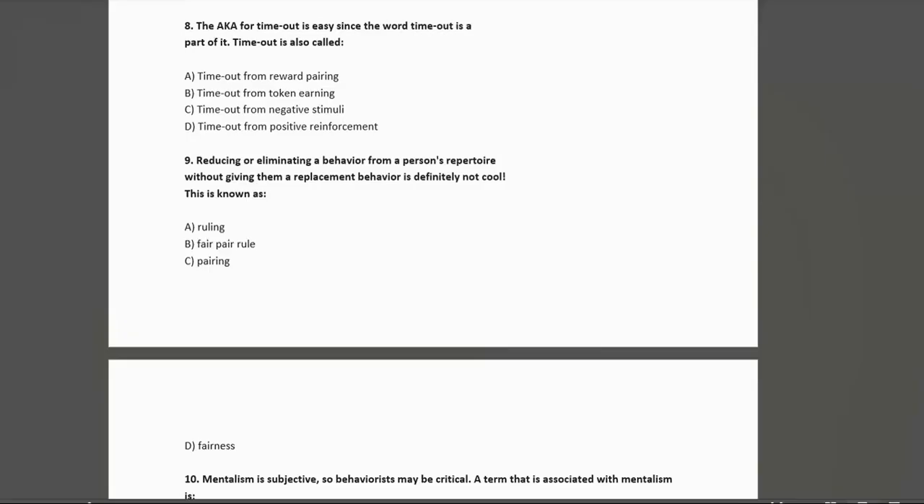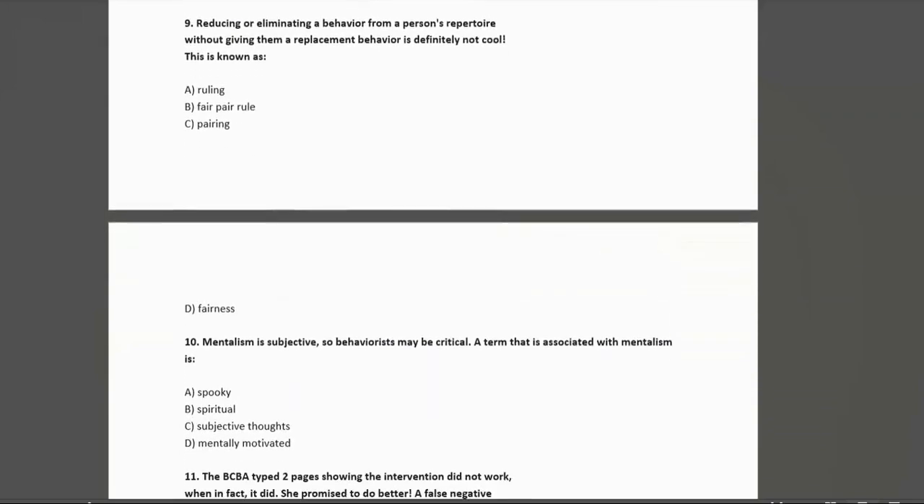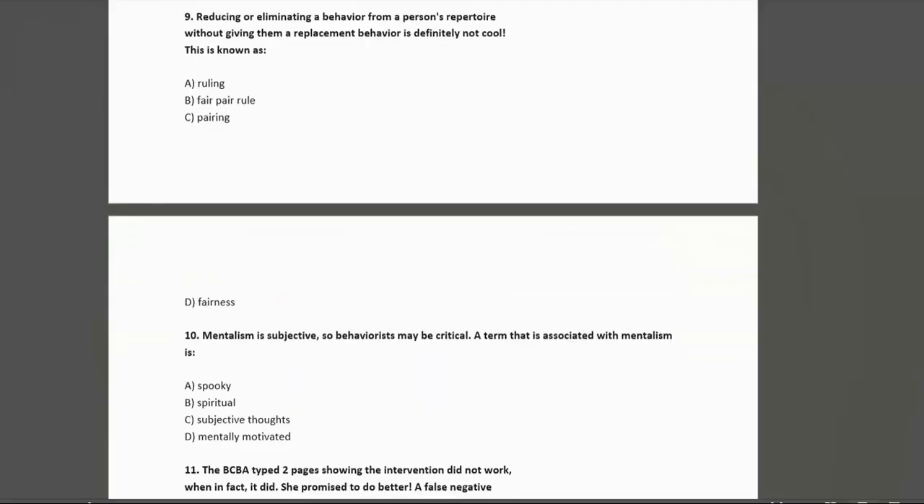I'm going to just take a guess and say D, timeout from positive reinforcement. You're always taking a guess, but they're always correct. So yes, the AKA for timeout is timeout from positive reinforcement. Awesome. Okay, reducing or eliminating a behavior from a person's repertoire without giving them a replacement behavior is definitely not cool. This is known as B, fair pair rule.